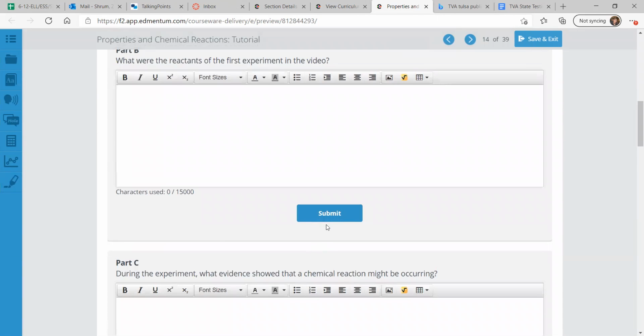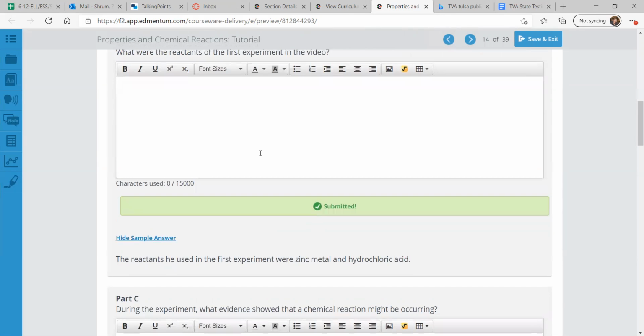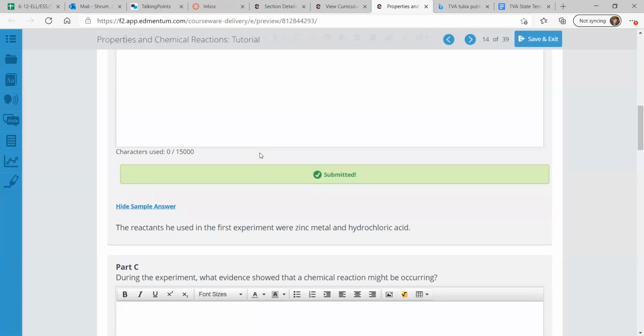What were the reactants of the first experiment? Well, in that first experiment, he used the metal, remember, zinc, metal, and hydrochloric acid. He poured that on top. That created a gas. Then he filtered that gas into a dish of soap, and those bubbles were filled with that gas, and then he lit it on fire and it popped, sparked.